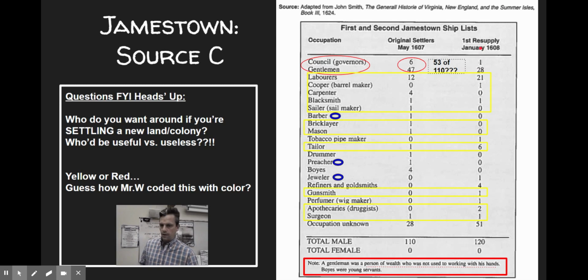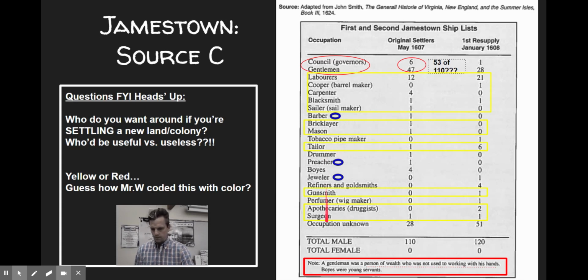So I wrote a note here. You guys can see my red circles, red box. I also put things in a yellow box. Take a minute, pause the video, whatever, and take a look at my coding, yellow or red. Guess how Mr. W coded this with color. Take a look at what I circled or boxed with red. Oh, you know what? I didn't finish it. Shoot. Here, watch this. I'd put a blue thing next to this one. Kind of a blue thing here.